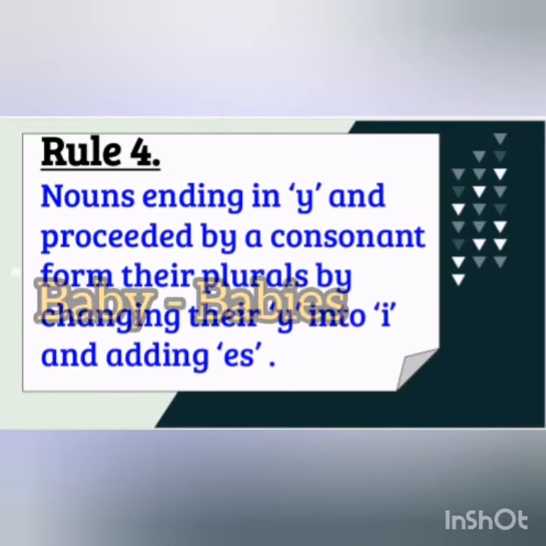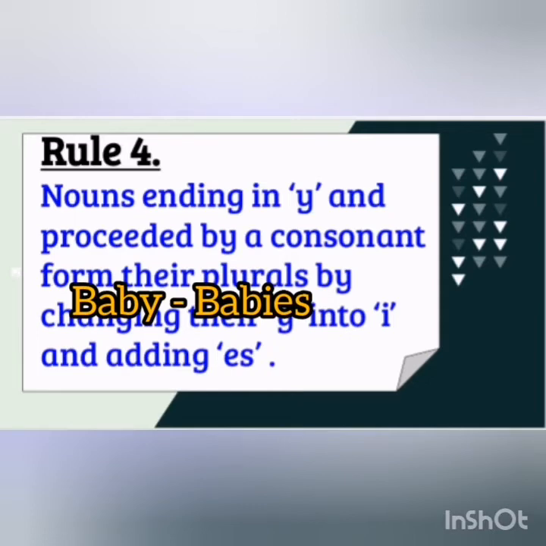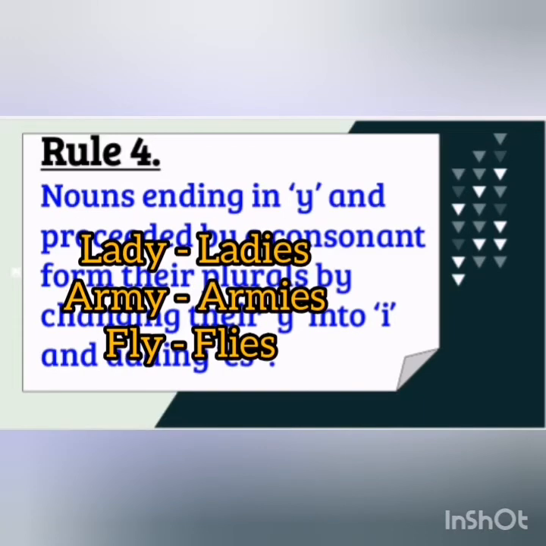And we add es to that. For example, baby: the noun is ending with y, and before it there is a consonant, that is b. So we will write i in place of y and add es. For example, lady, ladies, army, armies, fly, flies.